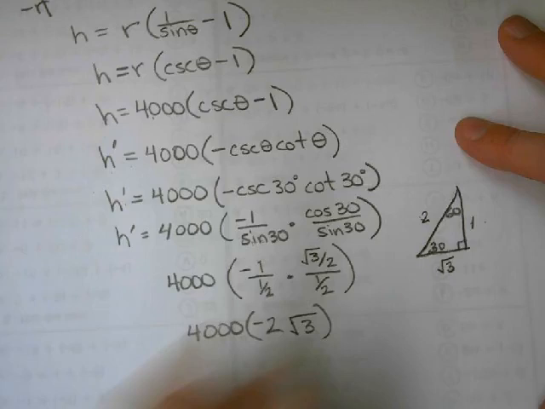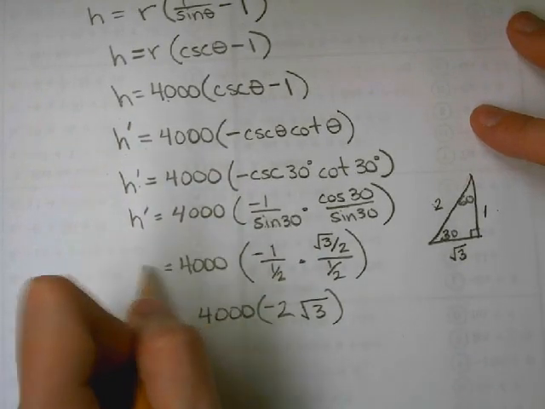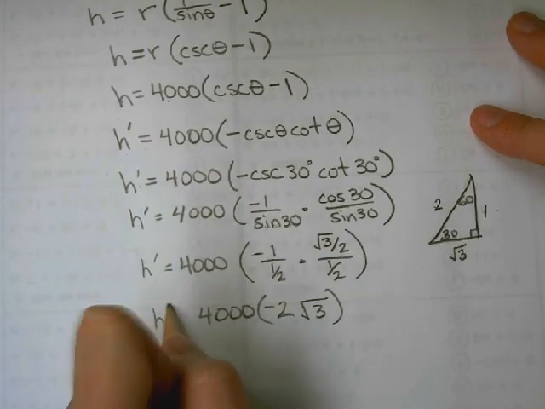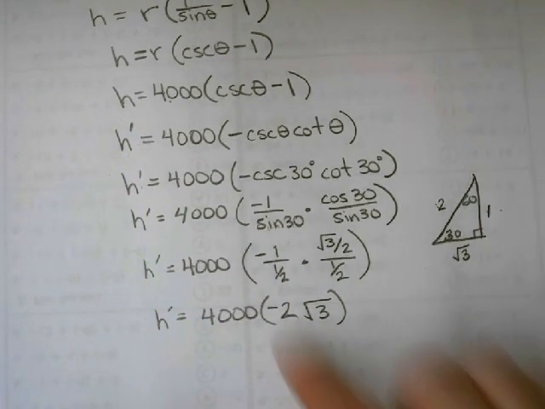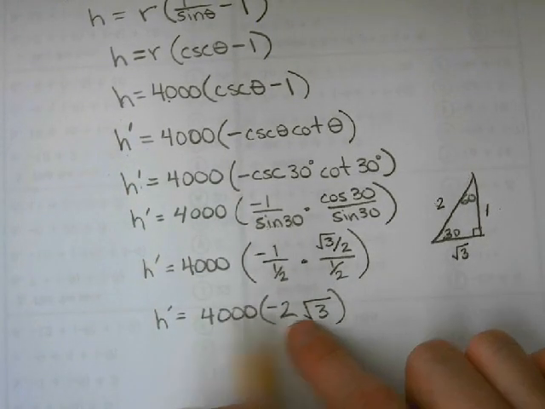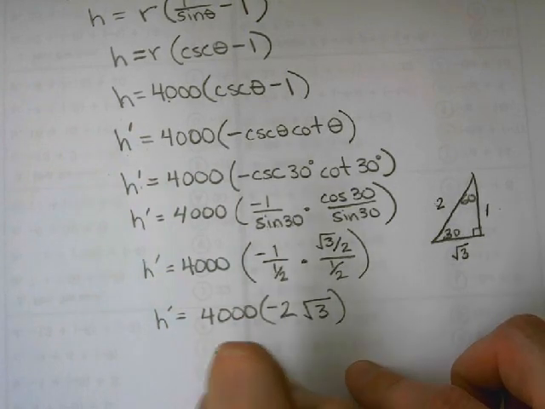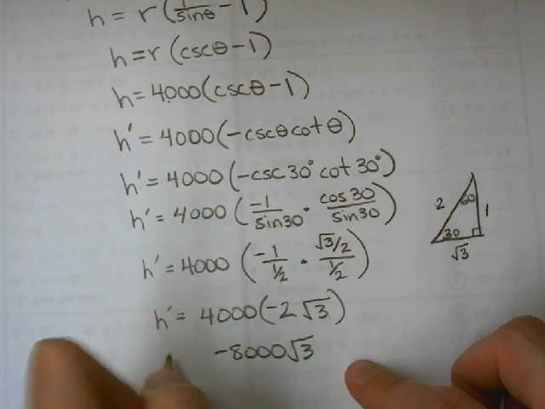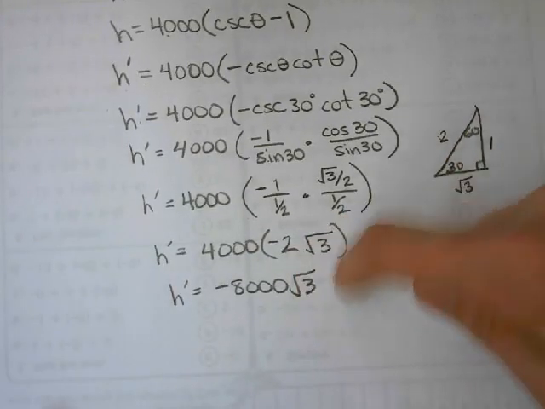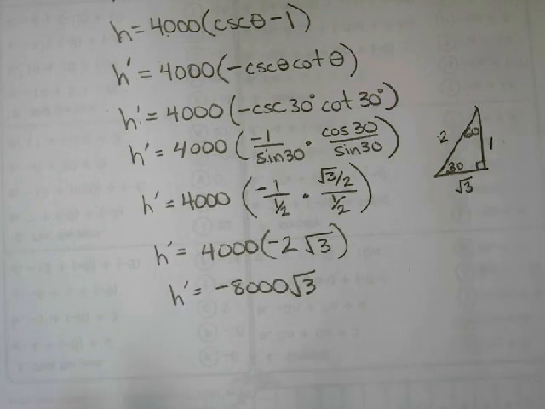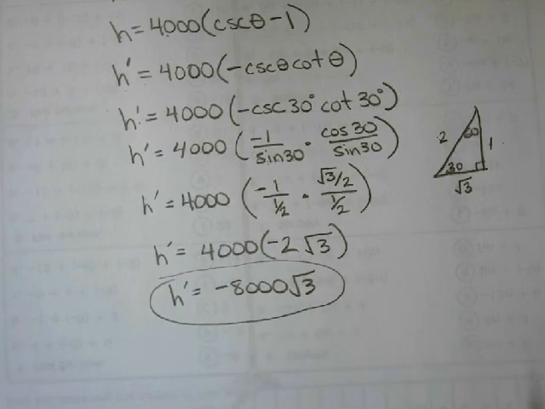So it's 4,000 times negative 2 radical 3, and that's basically the answer. The book multiplied the 2 and the 4,000, so they got negative 8,000 square root of 3. If you do it by hand and draw your triangle out, you have it in the simplest radical form. The rate of change is negative 8,000 radical 3. Yeah, that one was a tough one, number 90.